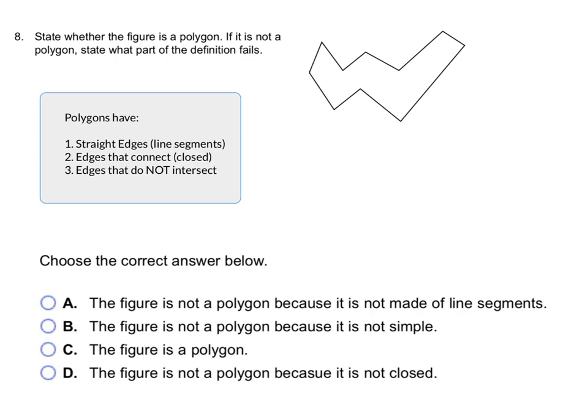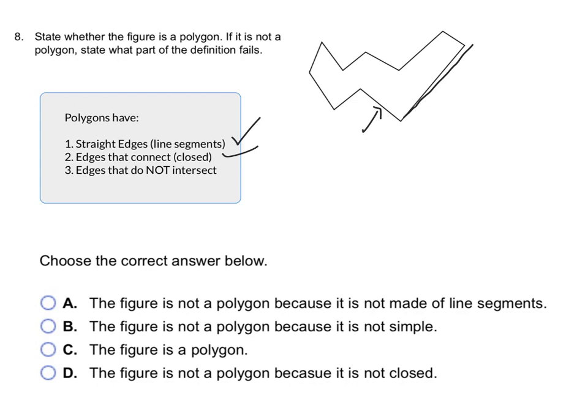If we look at this shape, the shape has straight edges. So the outside of the shape all consists of straight line segments. So it fits that criteria. The second criteria is that the edges have to connect. In other words, the shape is closed. All of these edges do connect. So it fits the second criteria.